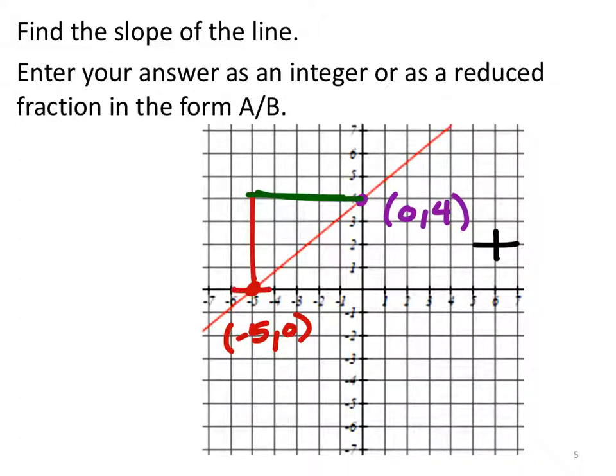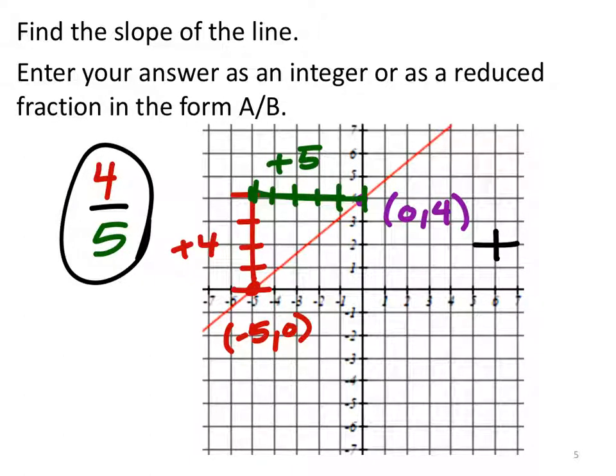Well, starting at this point, I went up 1, 2, 3, 4. So I went up 4. That's in the positive direction. 4. And then from there, I went to the right 1, 2, 3, 4, 5. And that's to the right, which is also the positive direction. So I show this as a fraction as 4/5. And that is the slope of that line. So when we're finding these, again, it's more about direction than where it is.